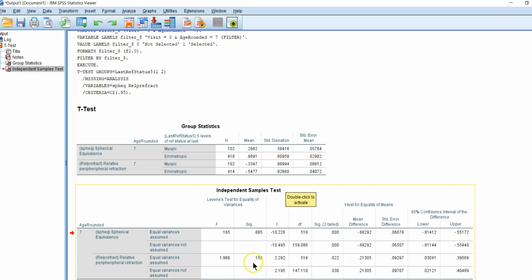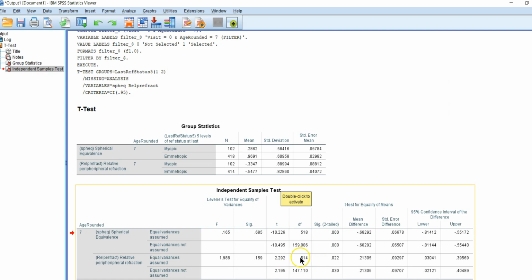For peripheral refraction, the ratio of these variances here, the myopes have larger than the emmetropes. The ratio is 1.9. That's still not significant, at 0.15. And you can see the t-test is a little bit lower for the equal variance not assumed. But we can still use that one because this difference is not significant.